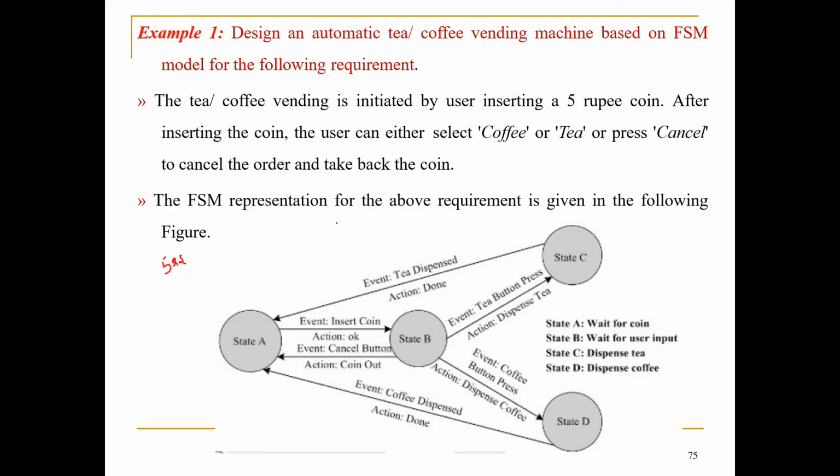See, the coffee vending machine has been represented using an FSM model here. See here, state A, wait for the coin. Once the coin has been inserted, state B, that is wait for the user input. What will be the user input? If the user asks for the tea, tea will be dispensed. If the user asks for the coffee, coffee will be dispensed. Suppose the user cancels the order, then the coin will be sent out and the machine will go back to state A itself. That is how you can represent a coffee vending machine.